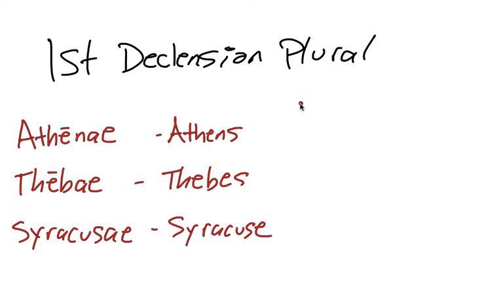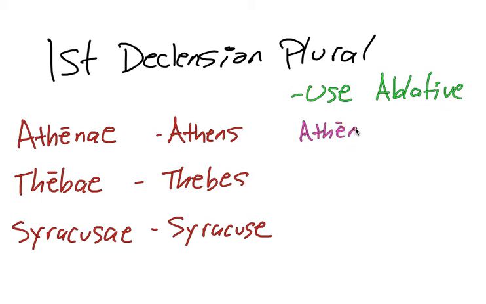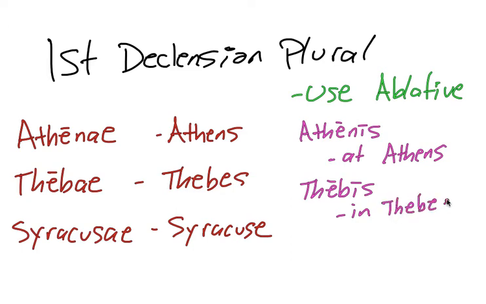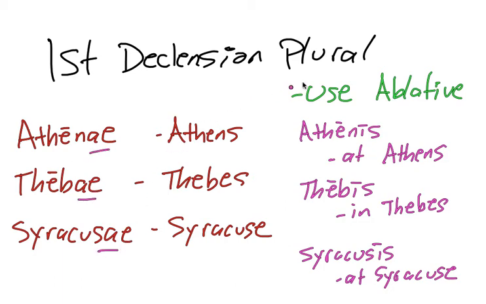Okay, so if you want to express locative in the plural, then use ablative. Okay, so Athenis would be at Athens or in Athens. Thebis would be in Thebes or at Thebes. Syracusis would be at Syracuse or in Syracuse. Okay, so if it's first declension plural, if the city exists only in the plural, it's a plural only noun, then you use the ablative to express the locative.